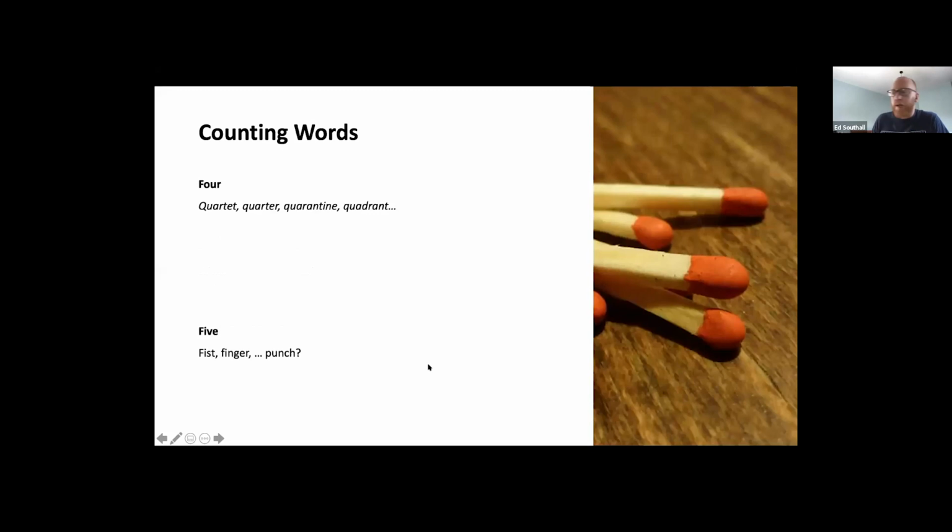All right, I'll move a bit faster now. So we've got 4 here. We're going to come back to 4 shortly because of something in algebra. We've got quartet. Quarter just means 1 of 4, obviously. Quarantine traditionally meant that you would be placed in isolation for 40 days, which is why we've got the qu there. And of course, quadrant as well.